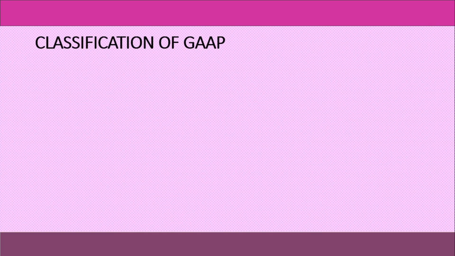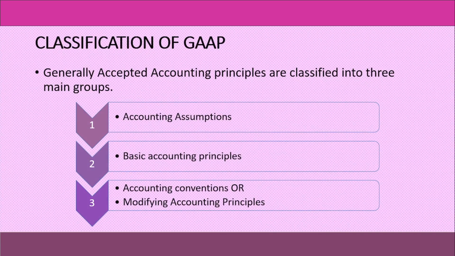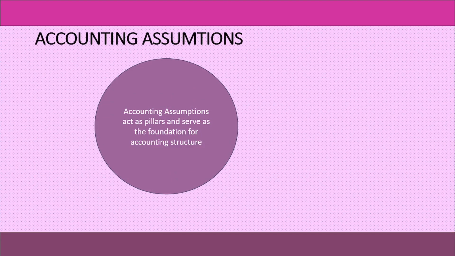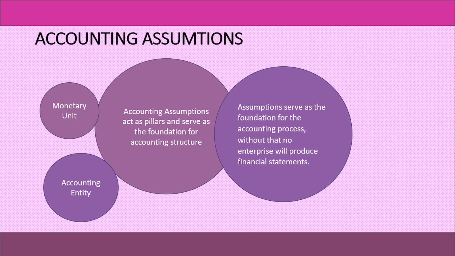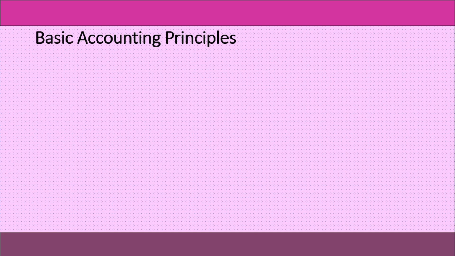We can classify GAAP into three main groups: accounting assumptions, basic accounting principles, and accounting conventions or modifying accounting principles. Accounting assumptions are like pillars of the accounting structure. They provide the foundation for the accounting process. These assumptions include the accounting entity assumption, monetary unit assumption, going concern assumption, and accounting period assumption. We will discuss these assumptions one by one in a following lecture.